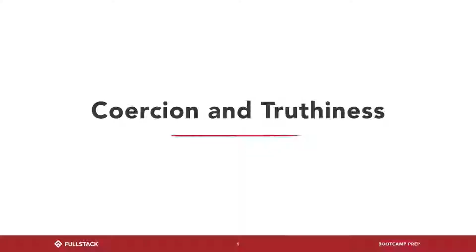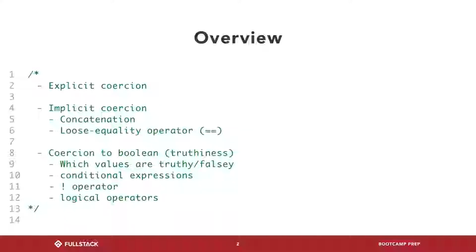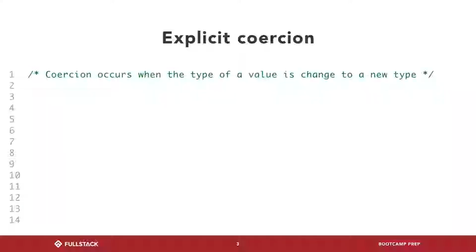So the next thing we're talking about dovetails pretty nicely with loops: coercion and truthiness. Those are words that maybe you don't use very often colloquially. But you can translate them: coercion means changing data types, and truthiness means is it true or not. That's pretty much it. When we talk about coercion, the main thing is to think about how we change something from one data type to another data type in JavaScript.